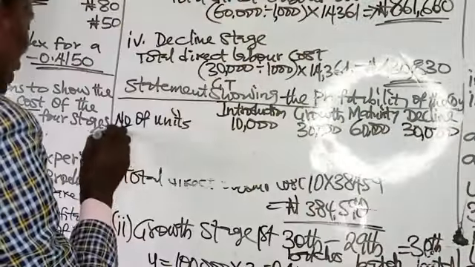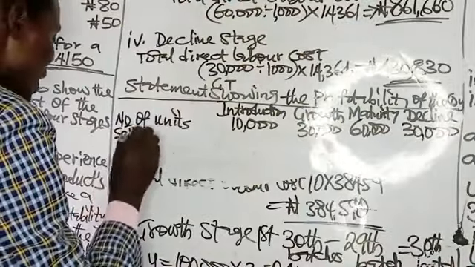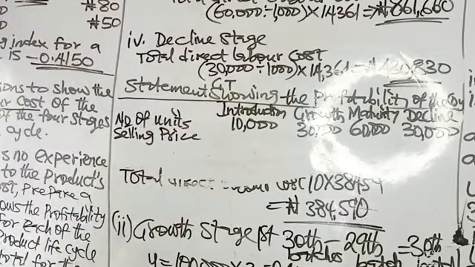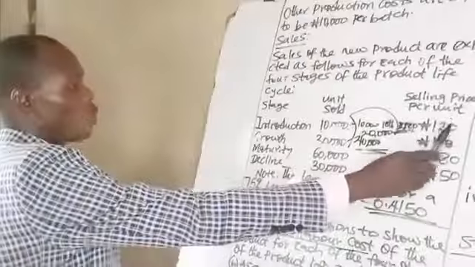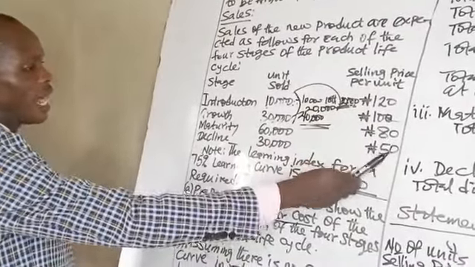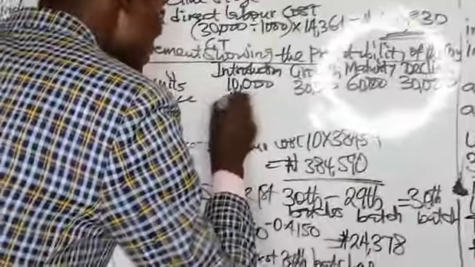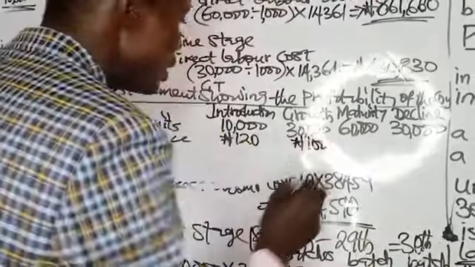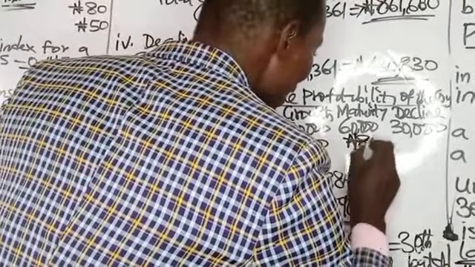The selling price in each of the stages is given. So we have 120, 100, 80, and 50. 120 naira, 100 naira, 80 naira, and 50 naira.